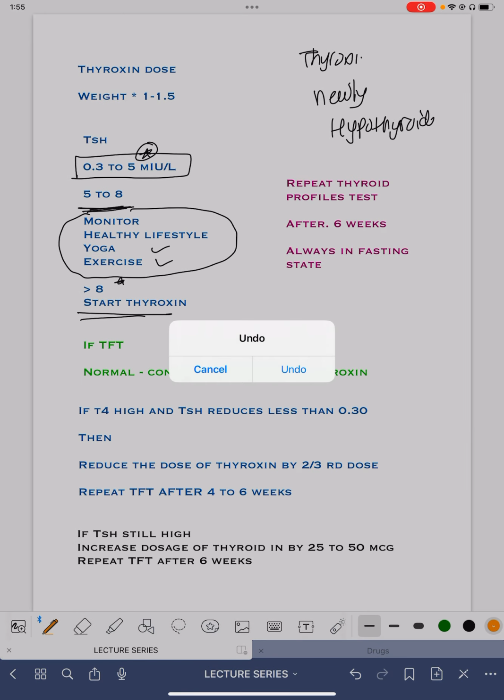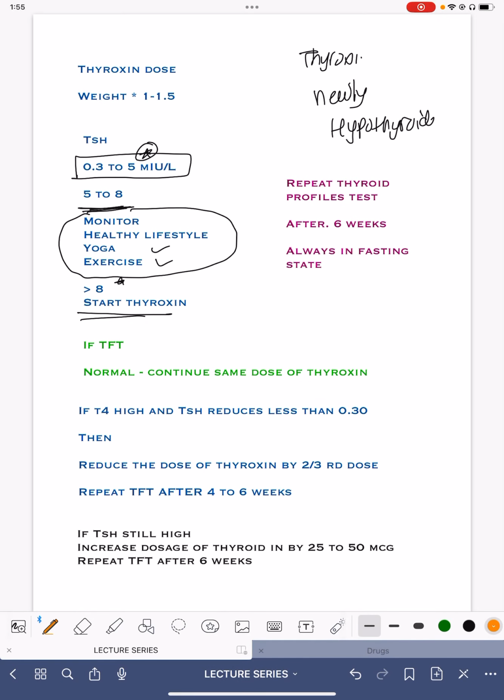Now, what is the initial dose of thyroxine that we start? It's very simple to calculate. We simply see the weight of the patient, and we can start the thyroxine dose from weight times 1 to 1.5. So if someone has a weight of 70 kg, then we can start around 75 microgram, because the dosages are all in multiples of 12.5 microgram. So you get 75, you get 88, you get 100, you get 112.5, you get 125, and so on.